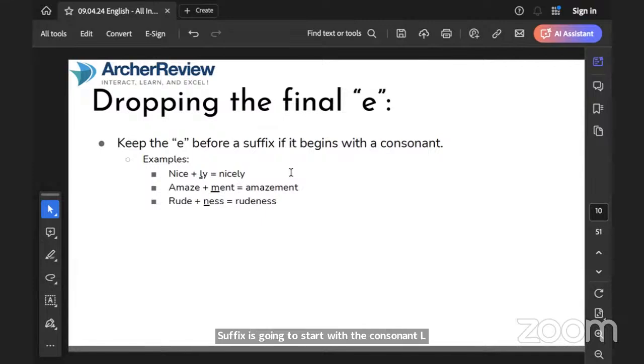So nicely, for example, my suffix is going to start with the consonant L, so I can keep the E on the end of nice and get nicely. Nicely. Same thing with amazement, because the suffix ment begins with the consonant M. I can keep my E on the end of amaze, and that's how I would keep the E in my spelling of amazement. Same thing goes for rude. If you're adding the suffix ness, yeah, there we go. Then that starts with a consonant, and I'm going to keep my E at the end of rude, and I'm going to have rudeness. Rudeness.